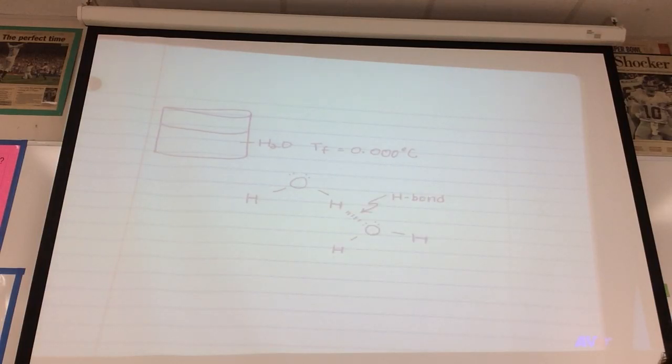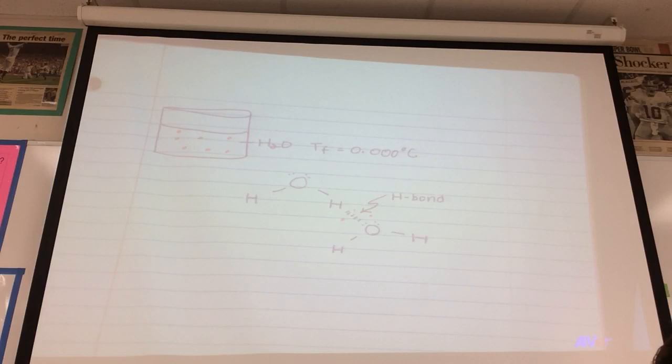If you throw solute into the water, let's say sodium chloride or any salt, that solute acts almost as a traffic jam, preventing the intermolecular forces from fully forming at 0 degrees Celsius.